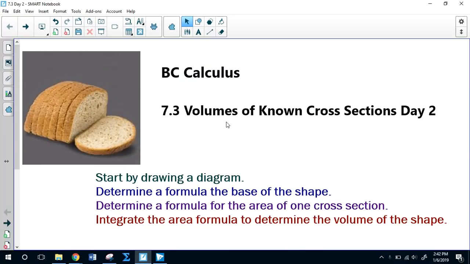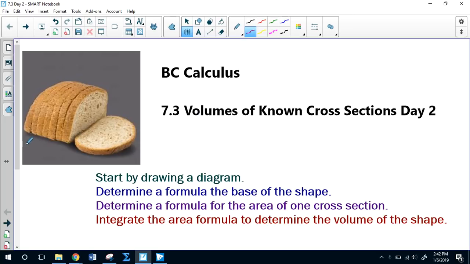Hey everyone, welcome to day two of volumes of known cross sections. So we're just going to start with a quick little recap of what you should have remembered from yesterday. A volume of known cross sections is when you take little slices of some shape and use their areas to add together to get a volume.